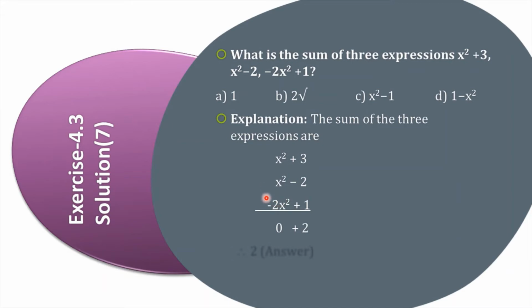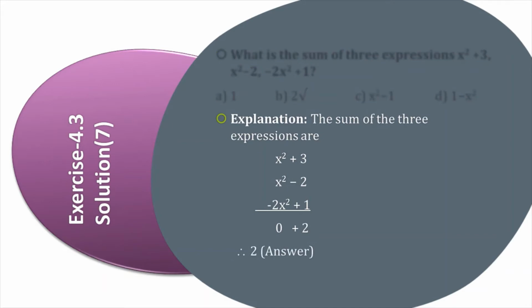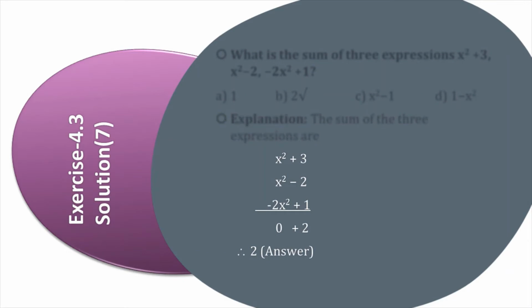So 2x square, and from minus 2x square, if we subtract, we will get 0. Plus 3 plus 1 would be plus 4, and from plus 4, if we subtract minus 2, we get plus and minus, that would be minus. So from 4, if we subtract 2, we get 2, and the sign will obviously be the bigger number's sign. The bigger number 4, its sign is plus. That's why plus 2 is the desired answer. Therefore 2 is the answer. So this is solution number 7, my dear. 2 is the answer, and this is the explanation. As you can see, 2 is the answer.